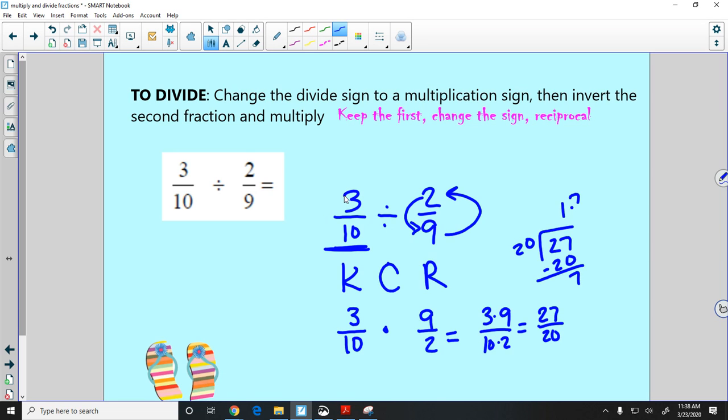So I have 7/20ths remain. 7 and 20 can't go any lower, so my final answer is 1 7/20.